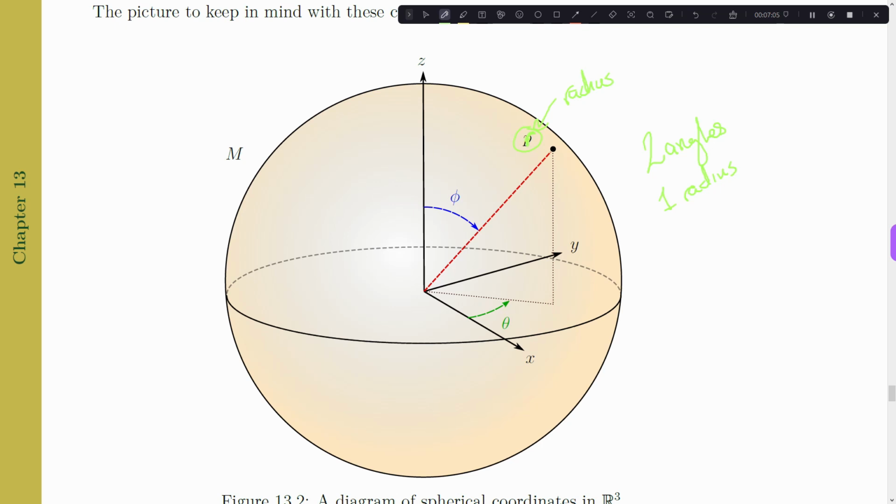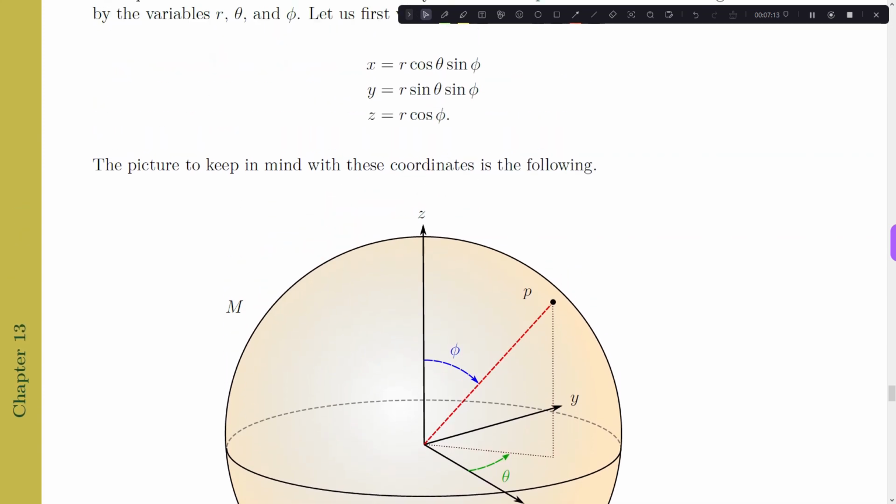So that's where our three coordinates are going to come from in spherical coordinates. And if we jump back up here, we notice that theta is kept from cylindrical. This is the same theta as cylindrical, but now we're adding on phi.